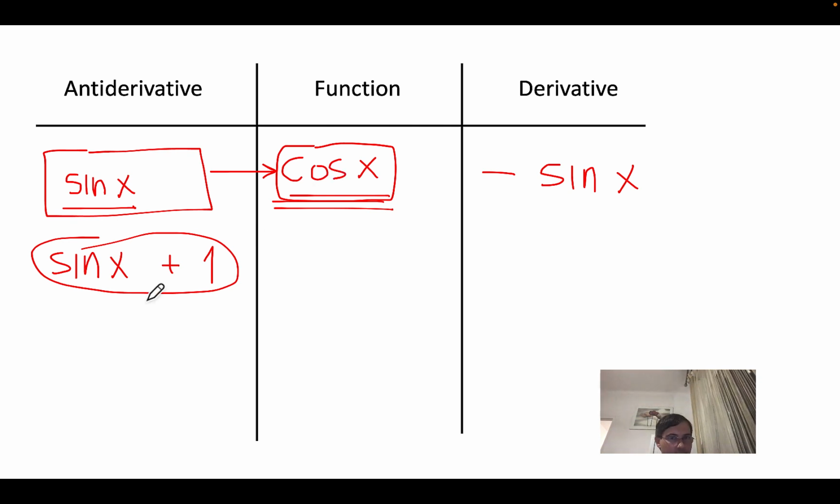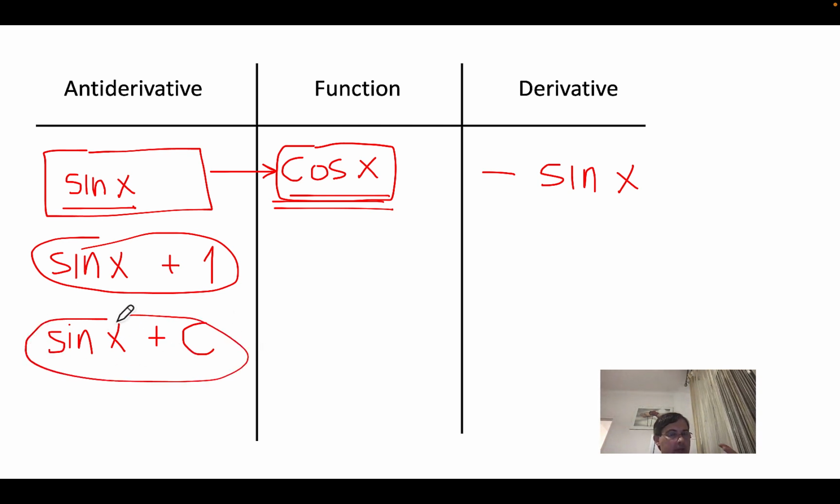Of course, if I take another constant, sine x plus 2 or plus 3, or in fact any constant c, any number c, positive, negative, or 0, then sine x plus c is also an antiderivative of cosine, because the derivative of sine is cosine and the derivative of any constant is 0. So the derivative of the whole function sine x plus c is exactly cosine x.